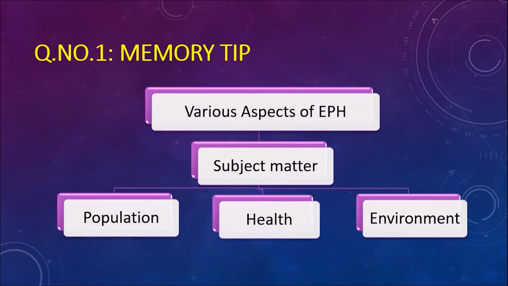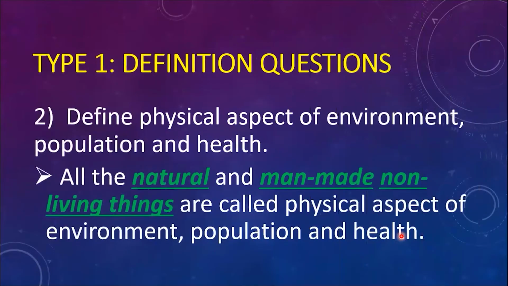So let's go to the next question. Define physical aspect of environment, population and health. What is physical aspect of environment, population and health? This is also a frequently asked question. So let's see: all the natural and man-made non-living things are called physical aspect of environment, population and health.